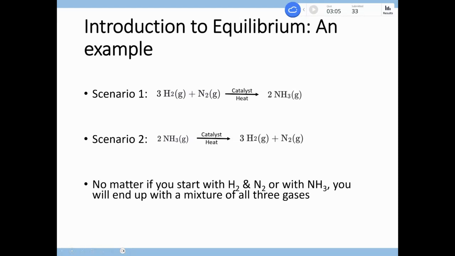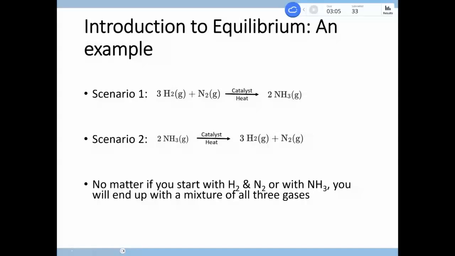So it doesn't matter if you have a chamber and you add NH3 gas, then some of that NH3 will produce H2 and N2. And then also the H2 and N2 will then produce NH3. Or if you start with a chamber with H2 and N2, they will react to form NH3. As NH3 is produced, it will break down into H2 and N2. So those two reactions are both occurring, they're both constantly occurring, and they will reach an equilibrium where we have a constant concentration of each reactant and product.